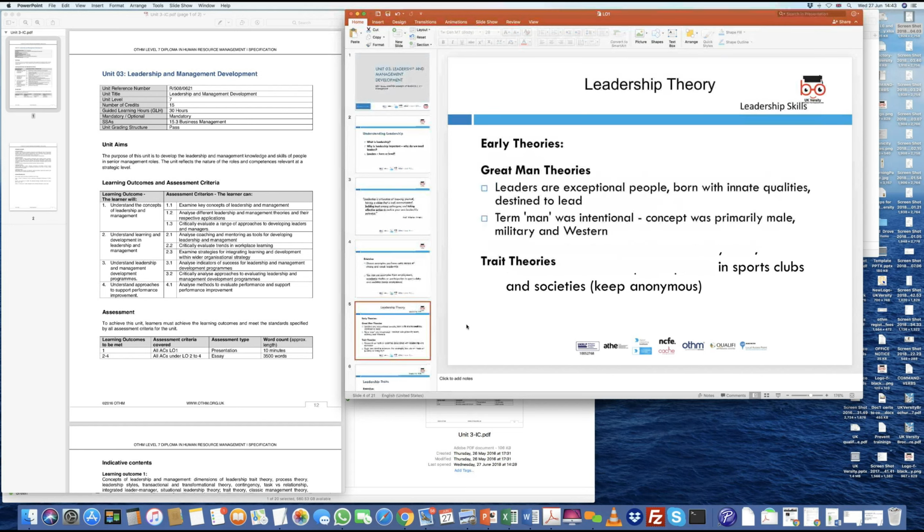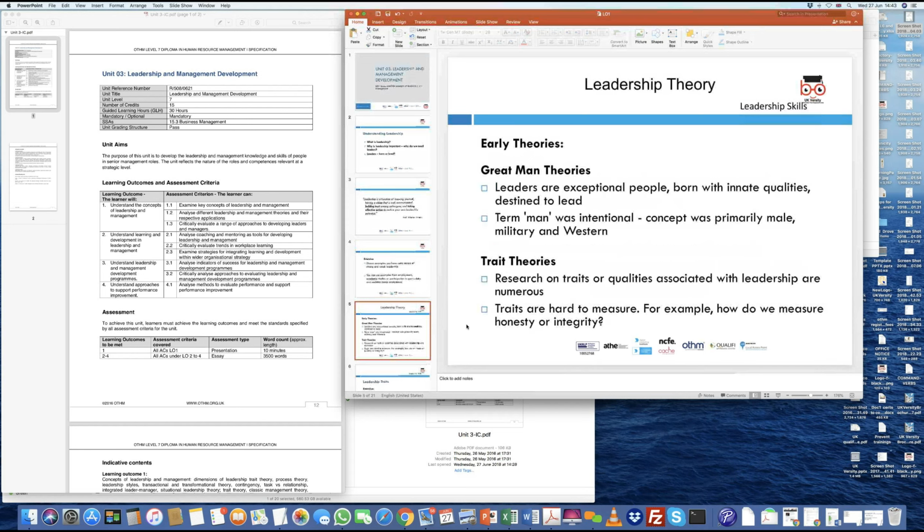Okay, let's progress on to the next slide. Now here, what we are looking at is that there are lots of theories of leadership which have been proposed, and over the years these theories have undergone change. We classify them as early theories. Early theories are the theories which you came across in the early 19th century. There were theories like great man theories, trait theories.